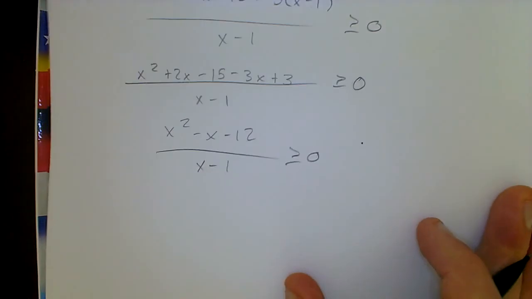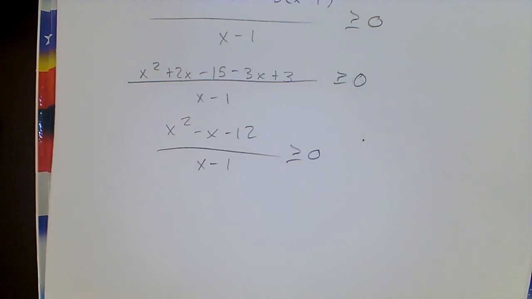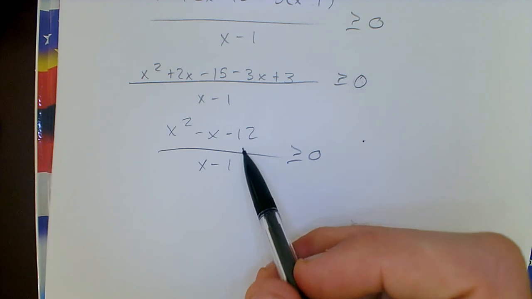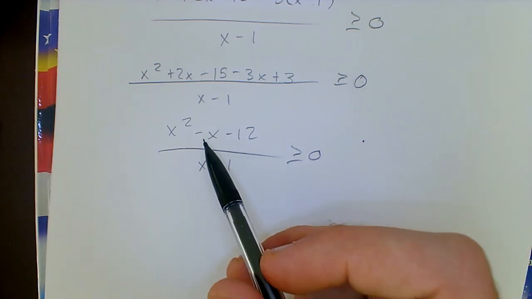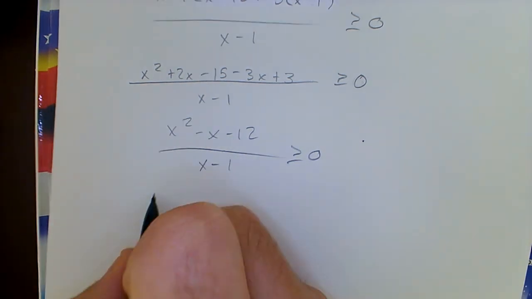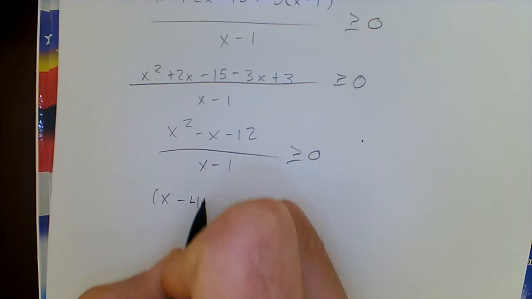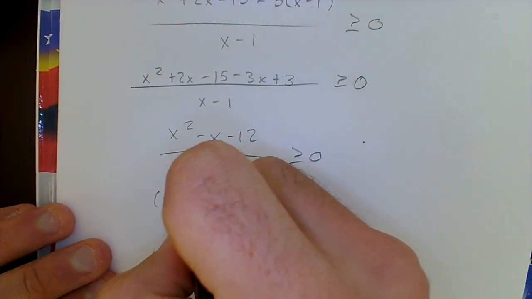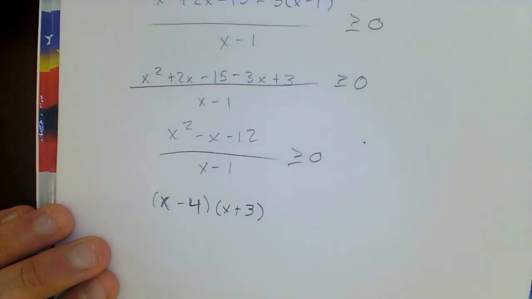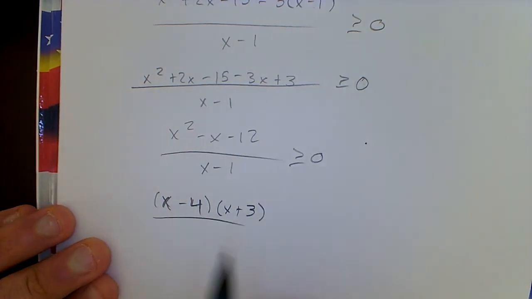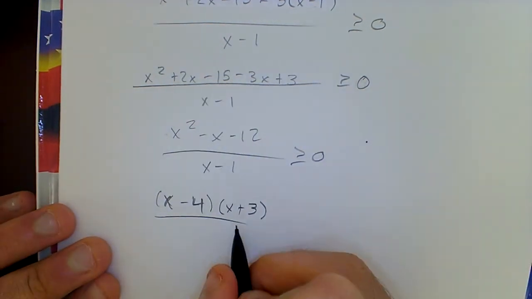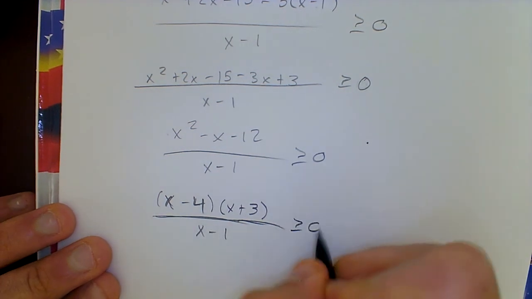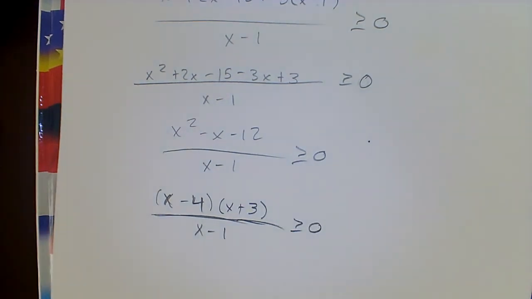Alrighty. So now we're going to take the numerator here and factor it. I need two numbers that multiply to negative 12 but add up to negative 1. So we can use x minus 4 and x plus 3. As you can see, we're getting a lot of practice with factoring those quadratics that have a 1 as the first term. So x minus 1 greater than or equal to 0.